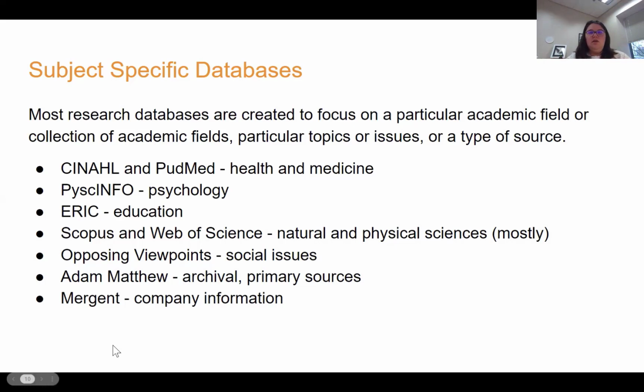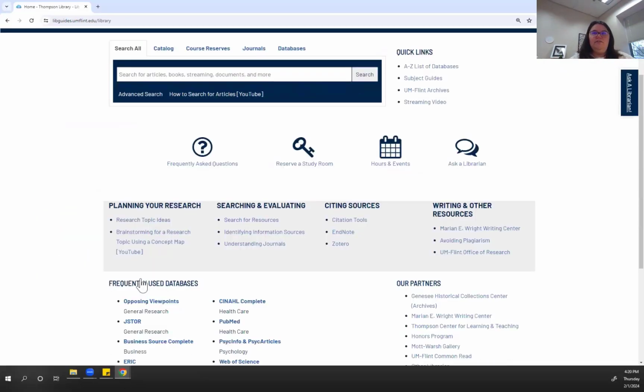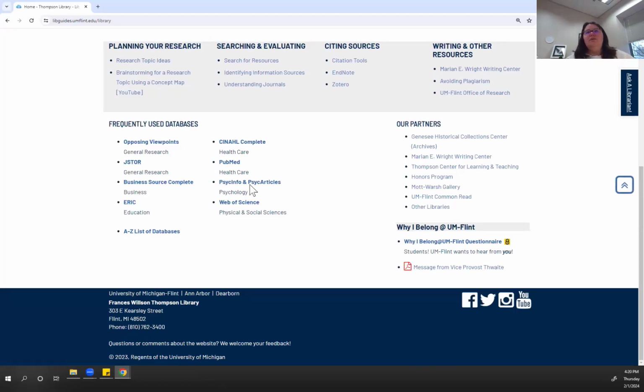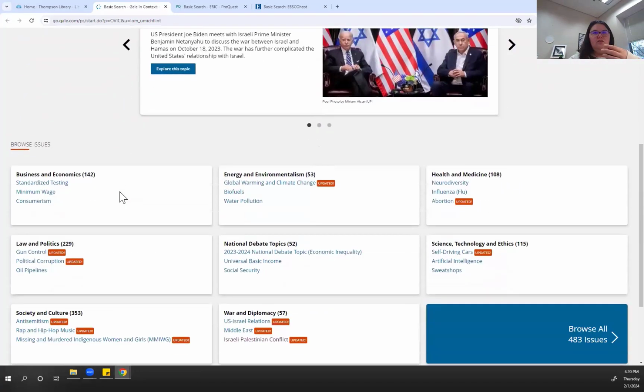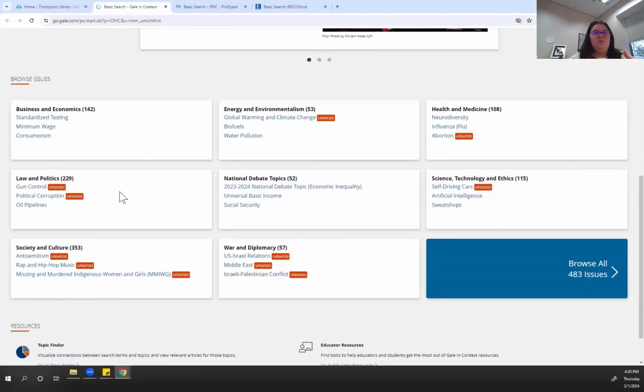And actually, I'm going to skip over here to the library homepage and give you a taste of some of these that look different. So for example, we'll look at Opposing Viewpoints, and we'll grab ERIC here, and we'll go into PsycInfo, because I know those are three different ones from three major database companies. Opposing Viewpoints is from Gale, and is definitely geared more towards beginning level researchers, even some high schoolers, but how they structure their database is a little bit different.